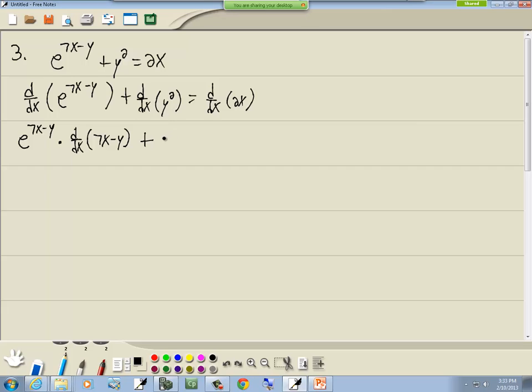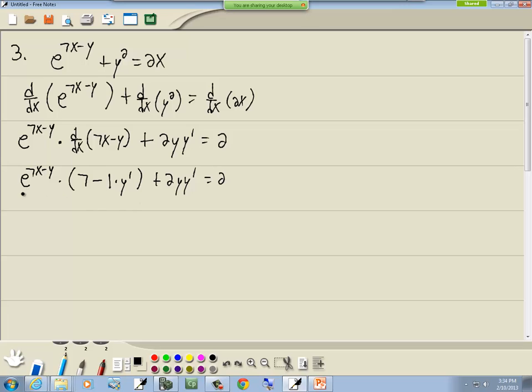Now the y squared becomes 2y. Take derivative just like normal, but since we're taking derivative with respect to x and this really has a y, we have to throw in our y prime. And derivative of 2x is 2. Well, the derivative of 7x gives us 7, minus the derivative of y is 1, but we have to add on a y prime, because it's y. Plus 2y, y prime equals 2.